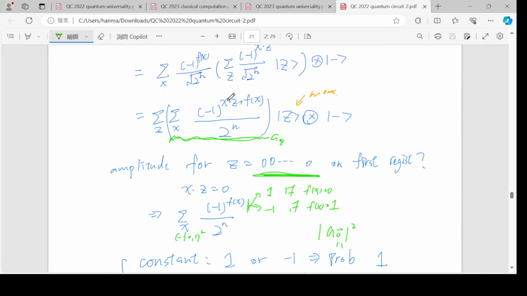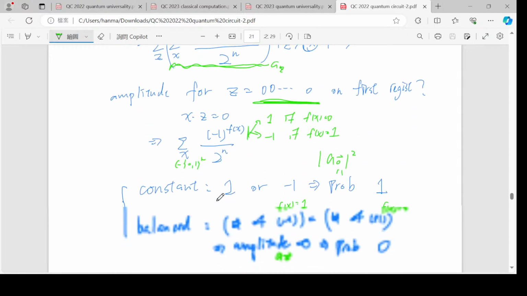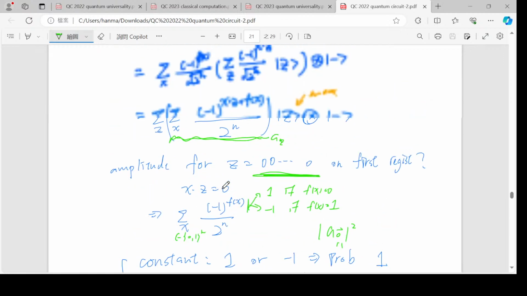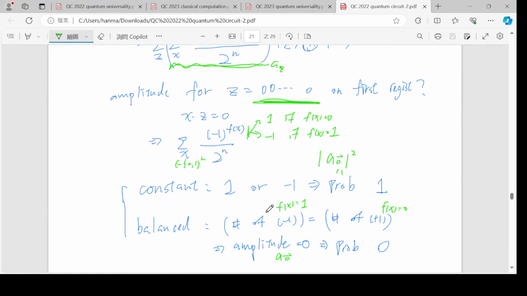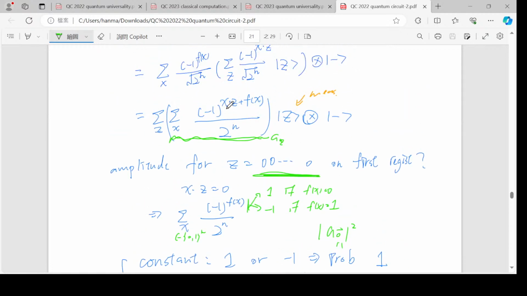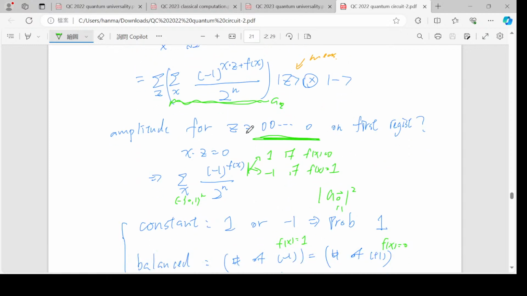Then we see that when it's balanced, we can focus on z being the all-0s bit string. When z is all 0s, we just have (-1) to the f of x. And we set f of x to be balanced, so the sum of (-1) to the f of x over all x will just be 0. And that's the Deutsch-Jozsa algorithm. You can distinguish whether it's constant or balanced by seeing that when it's constant, you will always get the all-0s string, and when it's balanced, you will never get the all-0s string.